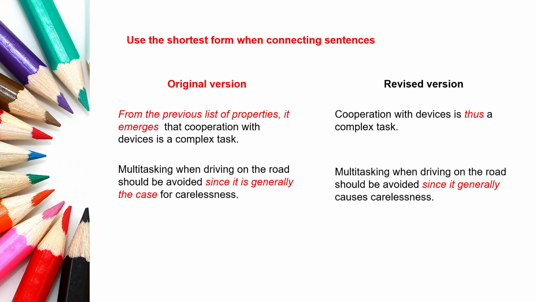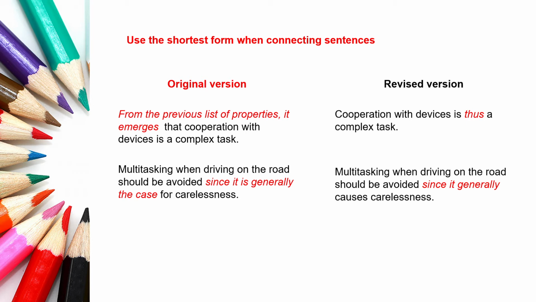Next, the third one, use the shortest form when connecting sentences. This one, you have to be good with your connecting devices. Okay, look at the original version, the first sentence. From the previous list of properties, it emerges that cooperation with devices is a complex task. This long sentence can actually be shortened by writing it as cooperation with devices is thus a complex task. Okay, so you have to know how to connect your ideas using good connectors, sentence connectors.